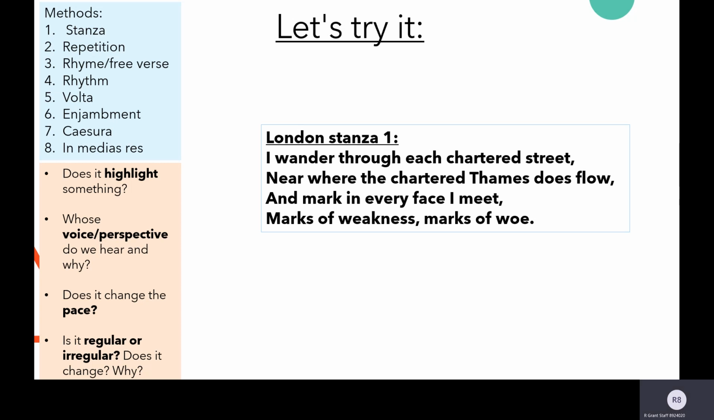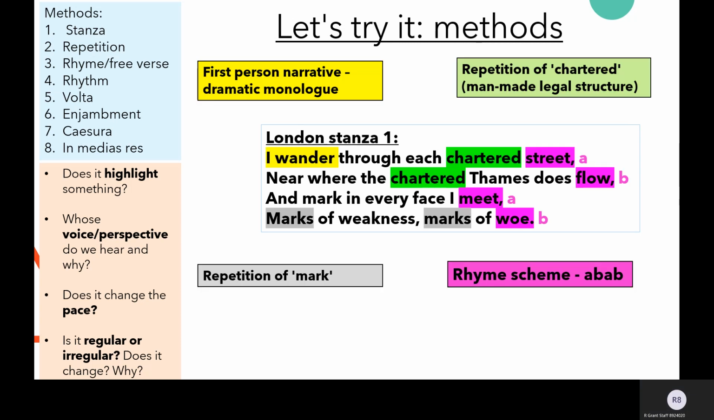Okay, hopefully you've done that. So we're just going to go through some of the different structural methods that you should have picked out of this stanza. So I picked out 4. First of all, the fact it's a first-person narrative, a dramatic monologue. When you study these poems, it's good to actually learn some of these structural methods, just so you know straight away and you can comment on them. I did mention before we had 2 dramatic monologues in here. That's just something that you can learn and know.